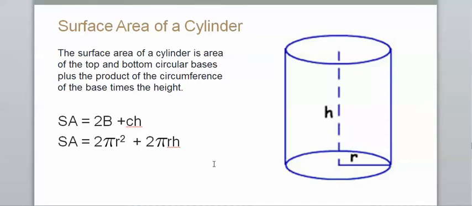Okay, let's talk about the surface area of a cylinder. To find the surface area of a cylinder, we're going to find the area of the top and bottom bases. They're circles, and the area of a circle is pi r squared. Then we need to find the lateral surface area, which is 2 times pi times the radius times the height. It's basically the circumference times the height. When we add that together, we have 2 pi times the radius squared plus 2 pi times the radius times the height.